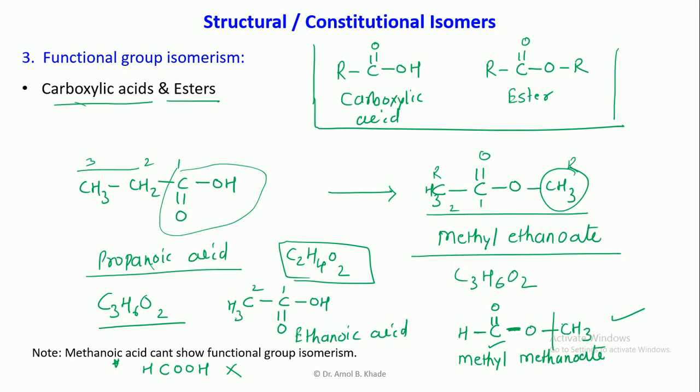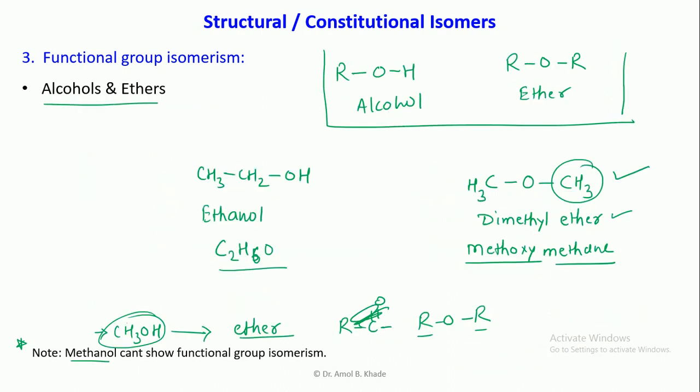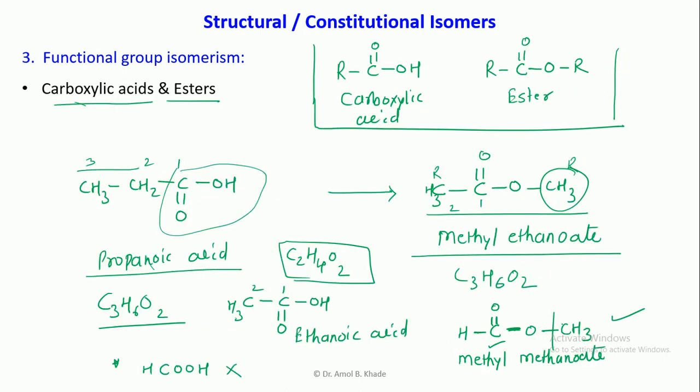So these are the 3 main functionalities. What functionalities have we seen in functional group isomerism? Which are the couples? First is aldehydes and ketones. Second, we have seen alcohols and ethers, and third we have seen carboxylic acids and esters. So these are giving the functional group isomerism.